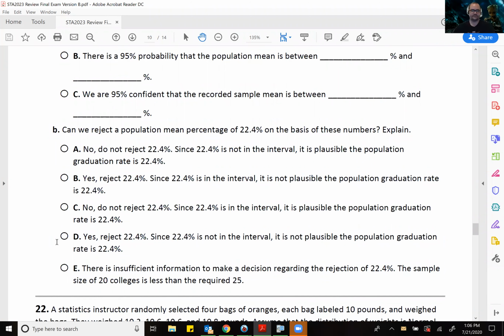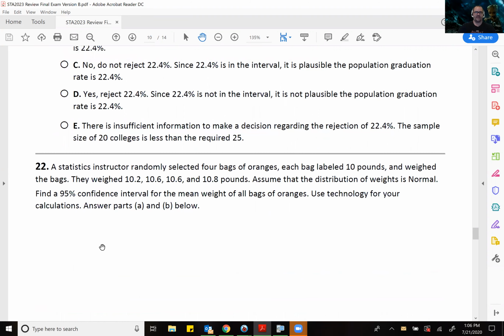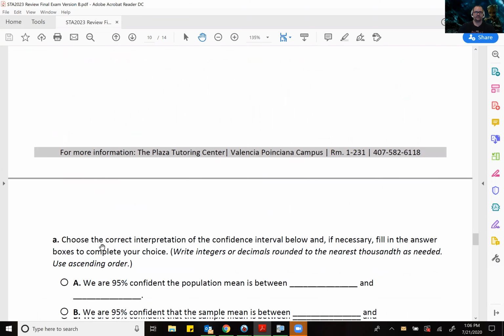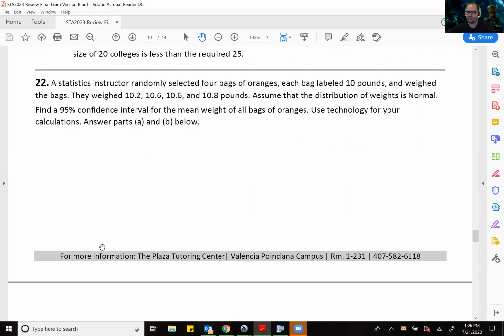All right. Let's jump into number 22. So we're going to answer parts A and B down below. Number 22 says that we're looking for a confidence interval. So again, this is 9.3. It says a statistics instructor randomly selected 4 bags of oranges. Each bag is labeled 10 pounds and weighed the bags.